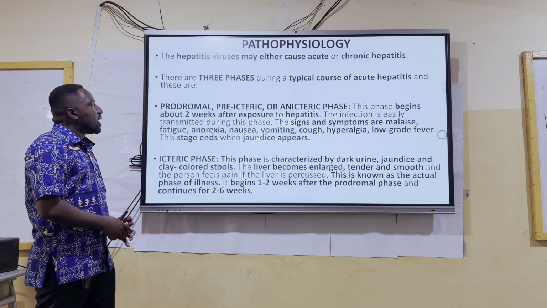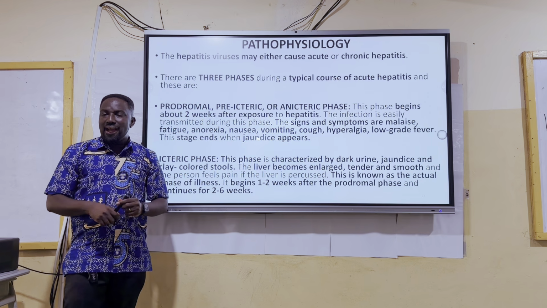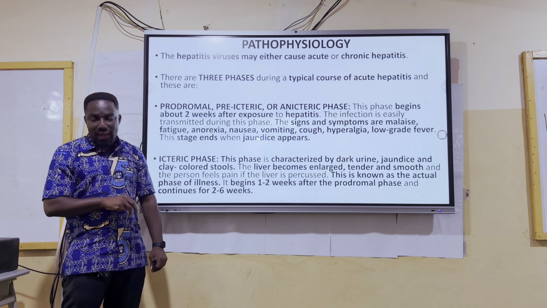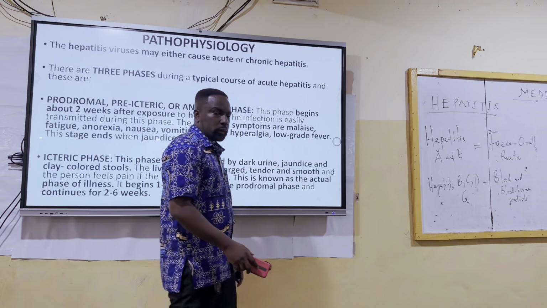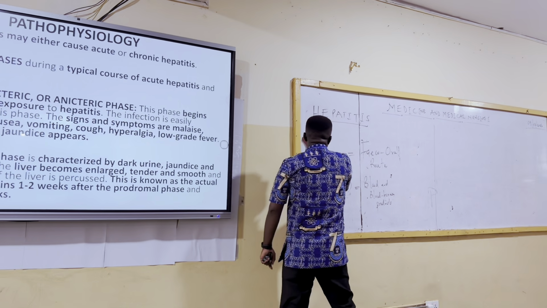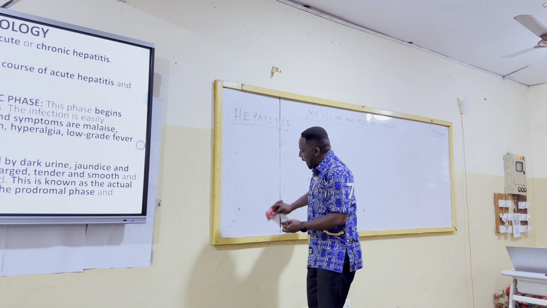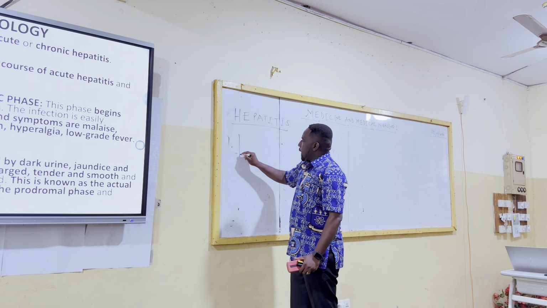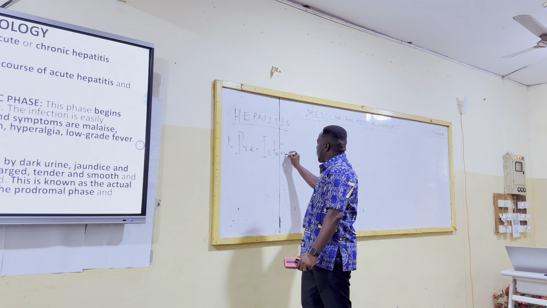6 months. Now, as far as the pathophysiology of hepatitis is concerned, the clinical feature presents under 3 main phases. The first phase in the presentation of the clinical features is called the pre-icteric phase.